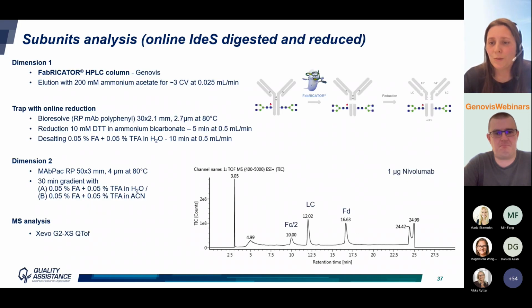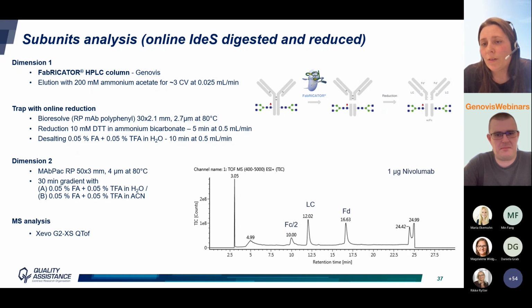So we decided to continue and use this column on the first dimension, use the DTT reduction, disulfide bond reduction we discussed just before, on the trap column, and elution on dimension 2 with a MAbPac column. So these are all the steps we've seen before. So with the FabRICATOR immobilized, and the reduction, we have the 3 species we expect.